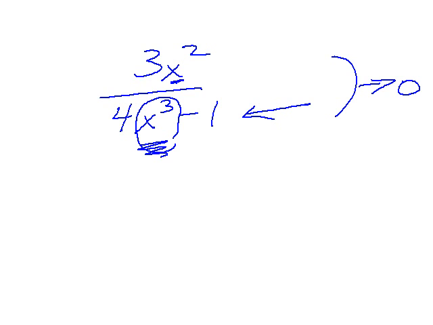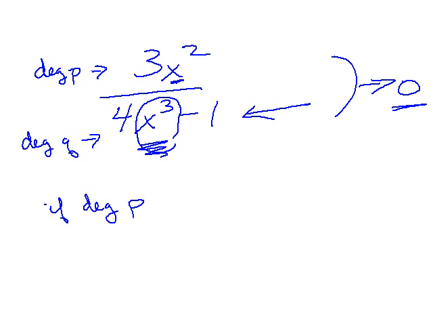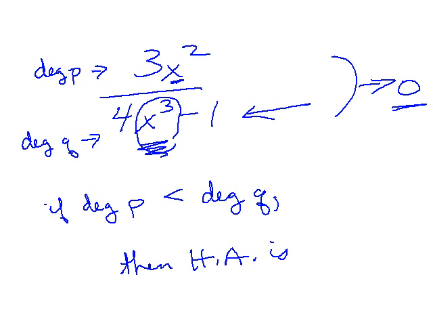Well, there's a principle behind this, and it has to do with the degree of the numerator and the degree of the denominator. As long as the degree of the numerator is less than the degree of the denominator, then the horizontal asymptote is 0, y equals 0. So I'll write that like this. If the degree of p, that's the numerator, is less than the degree of q, then the horizontal asymptote is y equals 0.